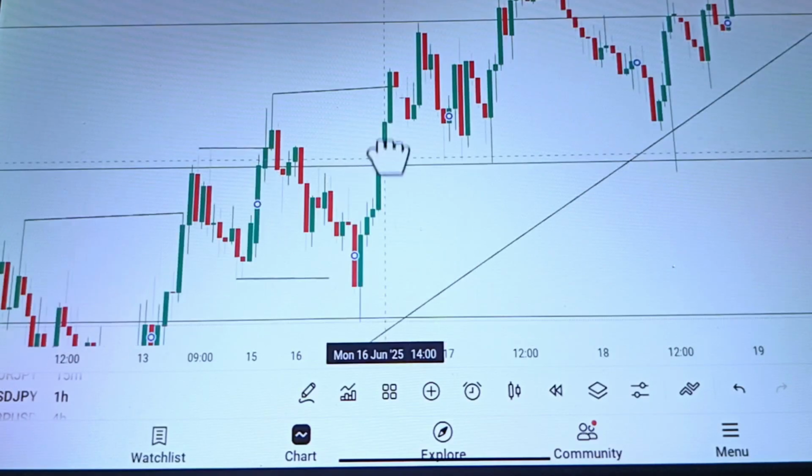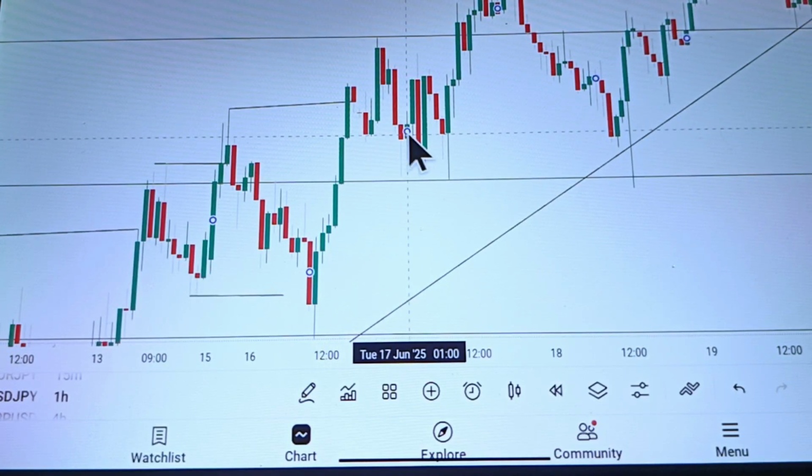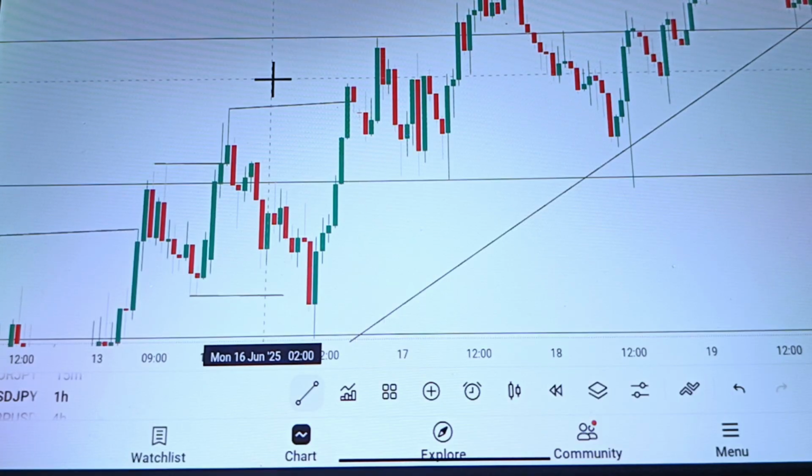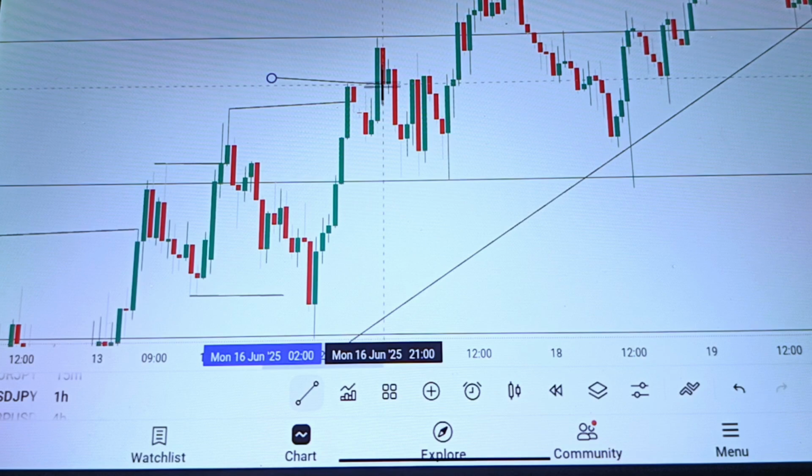So upon that breakout, you can see the market pull back like this. After, this one becomes a fake break of structure. Here becomes another fake break of structure spotted. So you cannot consider this particular one.